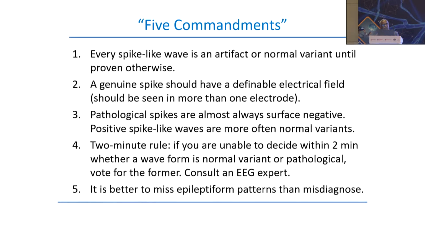The classical example is a post. We have been told 2-3 times how to distinguish between a post and an occipital epileptiform occipital spike or sharp wave. The 2-minute rule is that if you are unable to decide within 2 minutes, with your experience and knowledge of the EEG, whether it's a normal variant or a genuine epileptiform, conclude for the former, that is a benign variant, and try to consult an EEG expert.